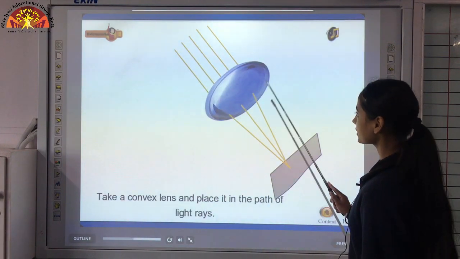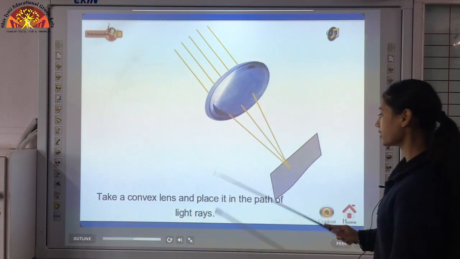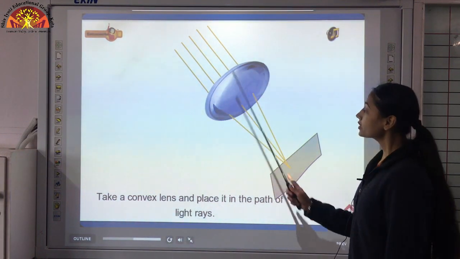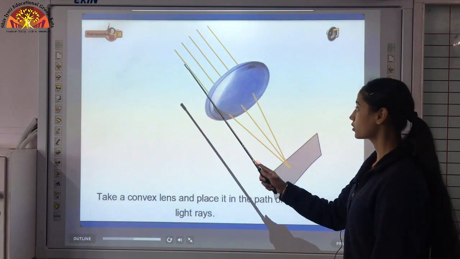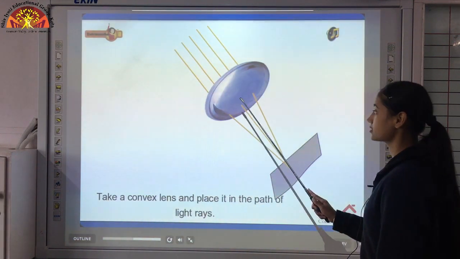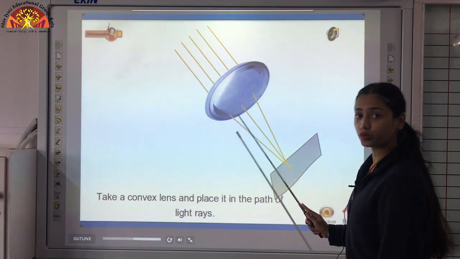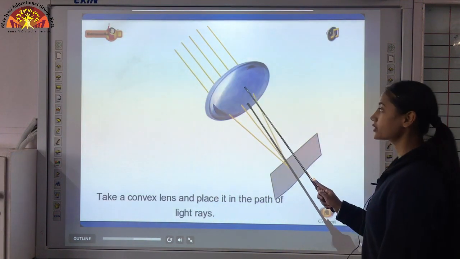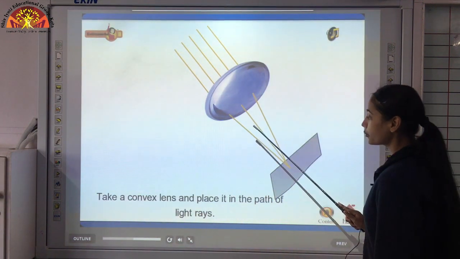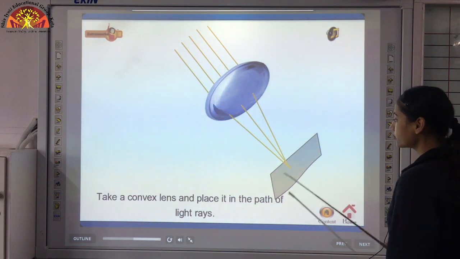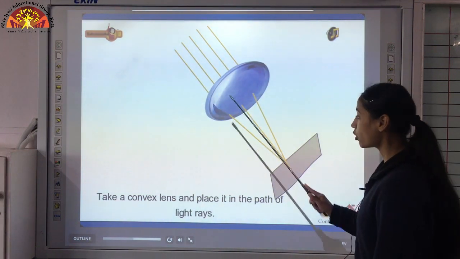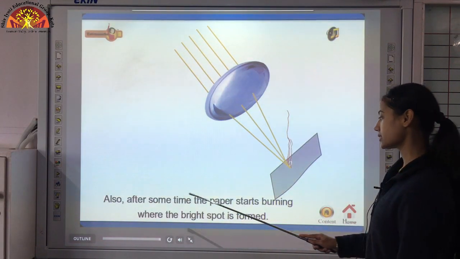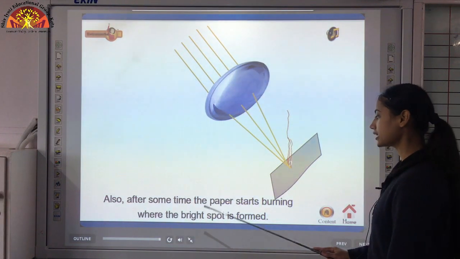Here we have taken a convex lens and placed it in the path of light rays. The source of light is, let's say, the sun. The rays coming from the sun enter this lens, and the action of the convex lens is converging. The light rays which were earlier parallel to each other, after refracting, are meeting at a point, and here we have taken a screen, a piece of paper. All those light rays are meeting at a point. After some time the paper starts burning where the bright spot is formed.